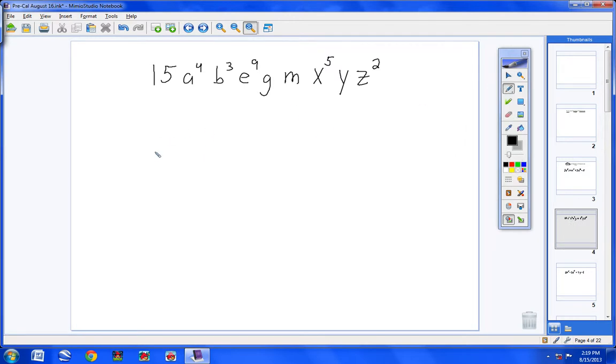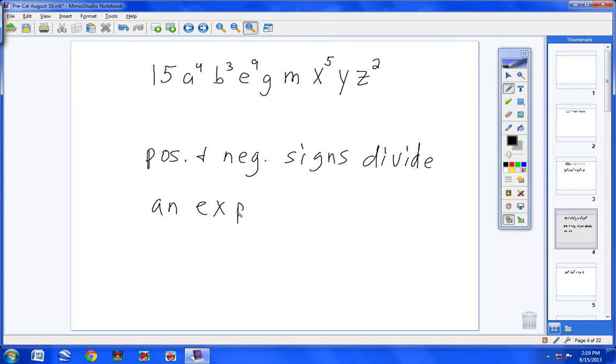Write this sentence in your notes, please. Positive and negative signs divide an expression into terms. I should have had this typed already. I apologize. I forgot to. And I'm going to explain that in just a second. Now, I'm getting ready to erase this, so you might want to pause the video if you're not done copying this. Positive and negative signs divide an expression into terms.